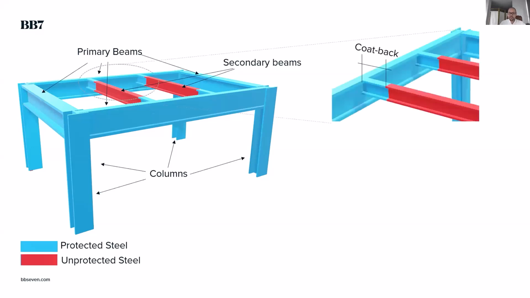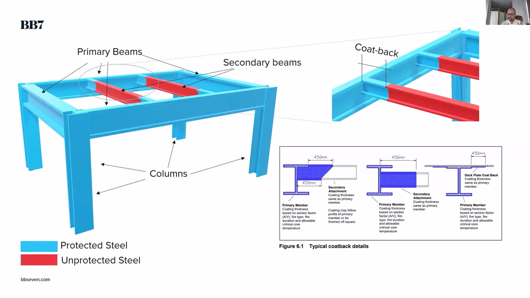But what we have to be mindful of is those unprotected secondaries, if not protected, will transmit quite a lot of heat into those localized areas. So currently, best practice would ask us to add what is known as a copeback. This is an extension of the PFP material onto the secondary element.